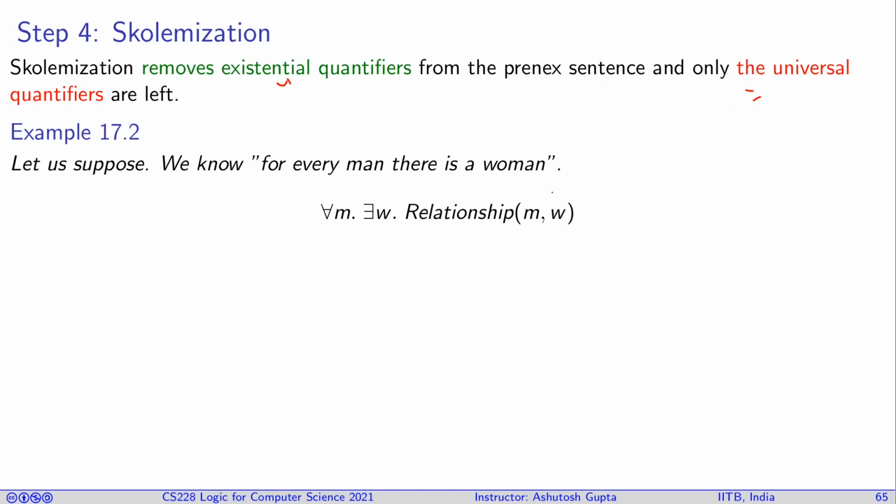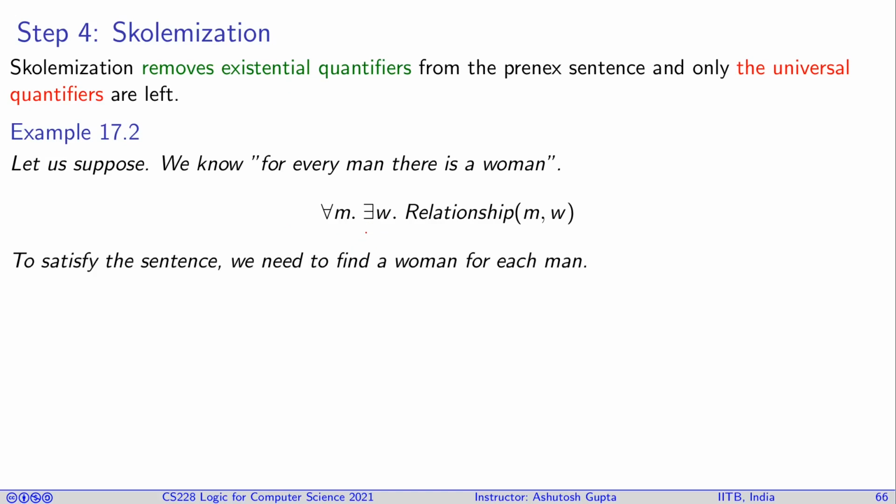So let's see an example. Let's suppose we have a sentence: for every man there is a woman. So you will encode it as a logical form: for all m there exists a w such that relationship(m, w). This is your encoding of your sentence. If I want to get rid of exists, what is the role of exists, what is it doing? For each m it is finding one w. It looks like a function, playing the role that you give me an m, I will give you a w. So therefore you can model it as a function which takes one man and returns one woman.